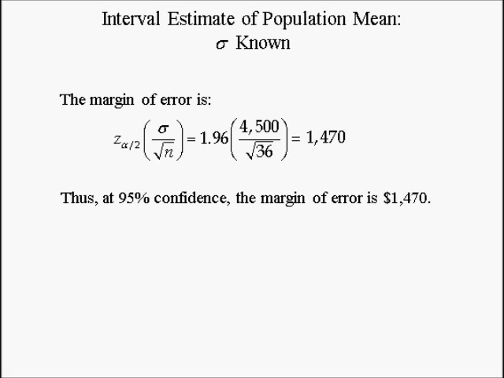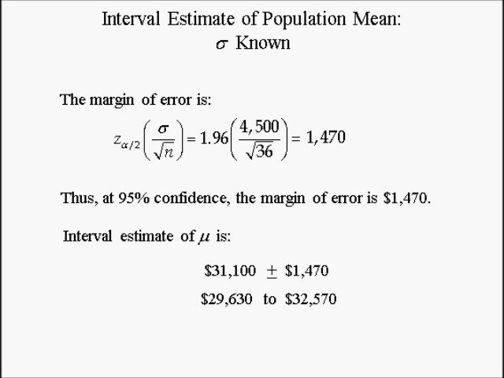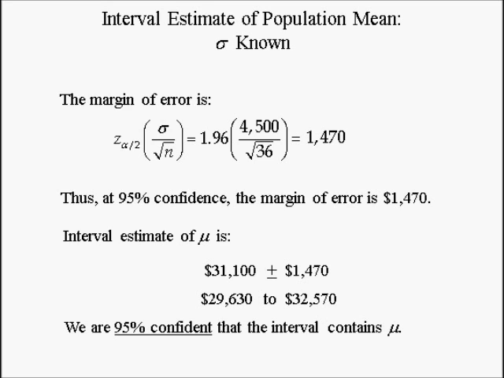And so the interval estimate of the population mean mu equals the sample mean of 31,100 plus or minus the margin of error of 1470, which corresponds to a lower endpoint of 29,630 and an upper endpoint of 32,570. We are 95% confident that this interval estimate contains the population mean mu because if we randomly sample the population, say 1,000 times to construct 1,000 interval estimates, 950 of them, or 95% of them, will contain the population mean, mu.